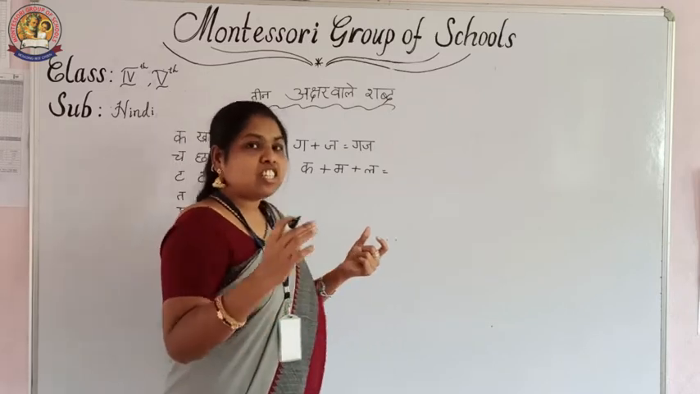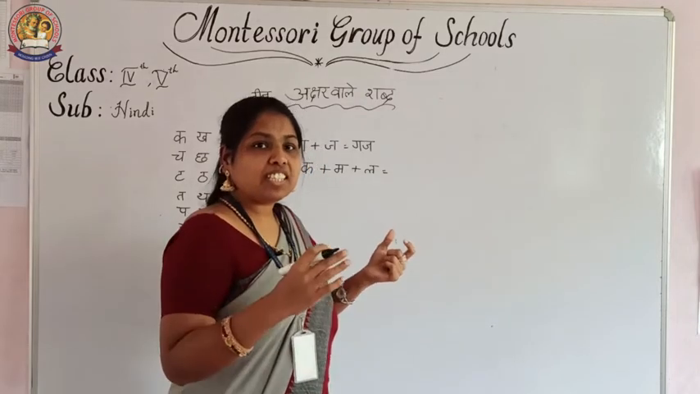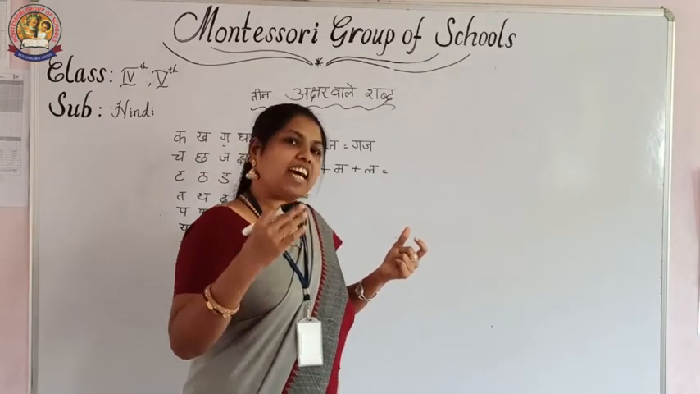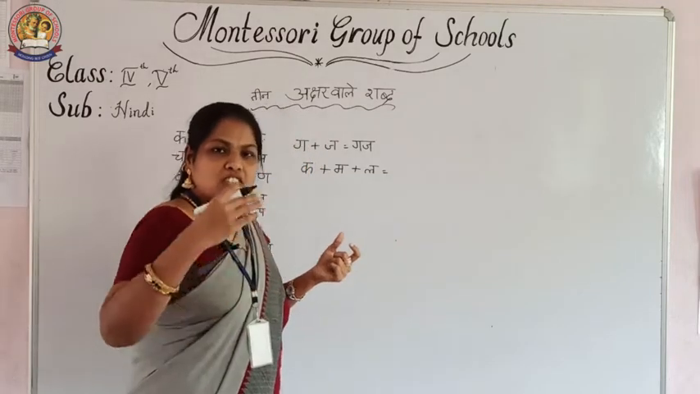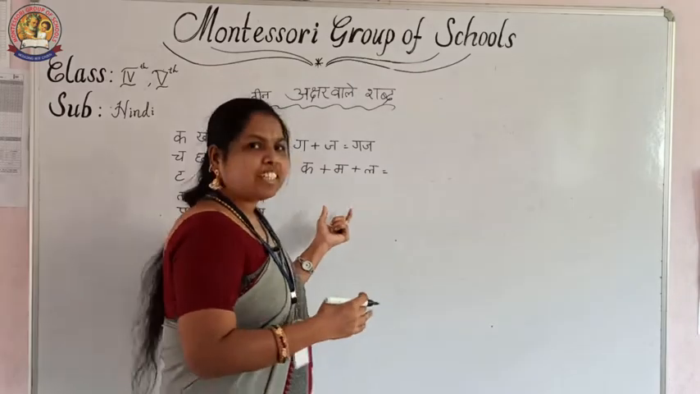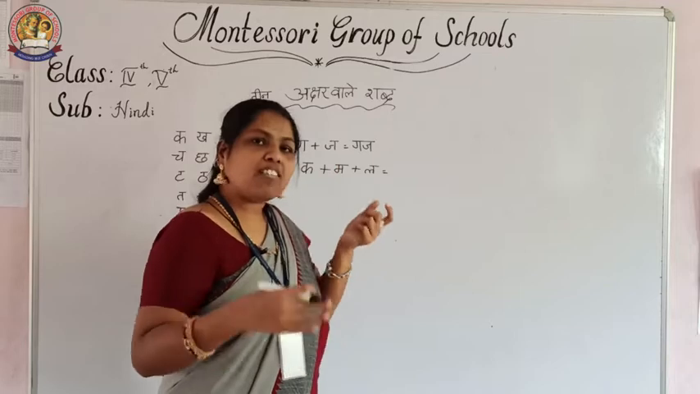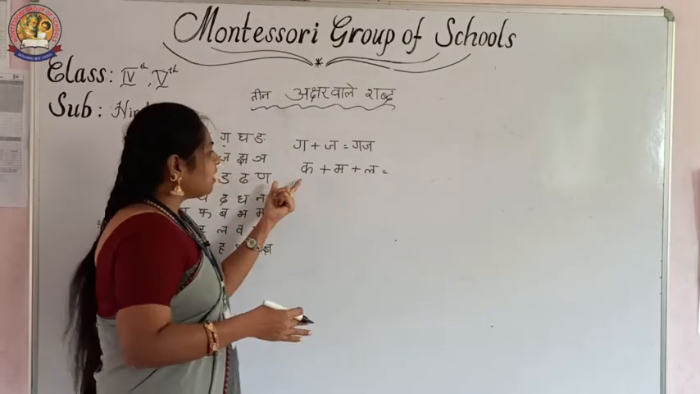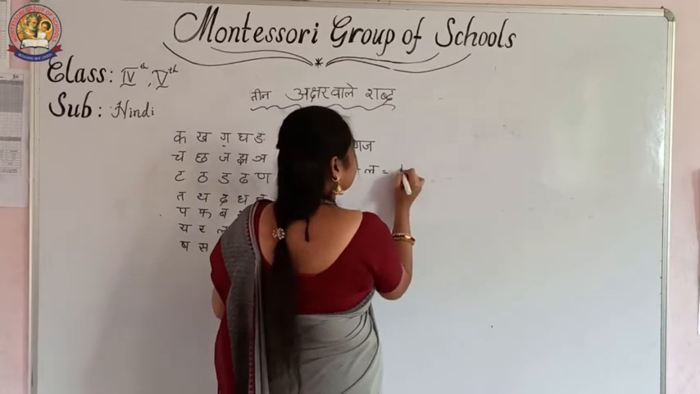In Hindi, शब्द are of 2 types. Words are of 2 types: one is सार्थक, another is निरर्थक. सार्थक means that particular word has meaning. निरर्थक means that word does not have any meaning. Understand? Then ka, ma, la. These 3 you must join.